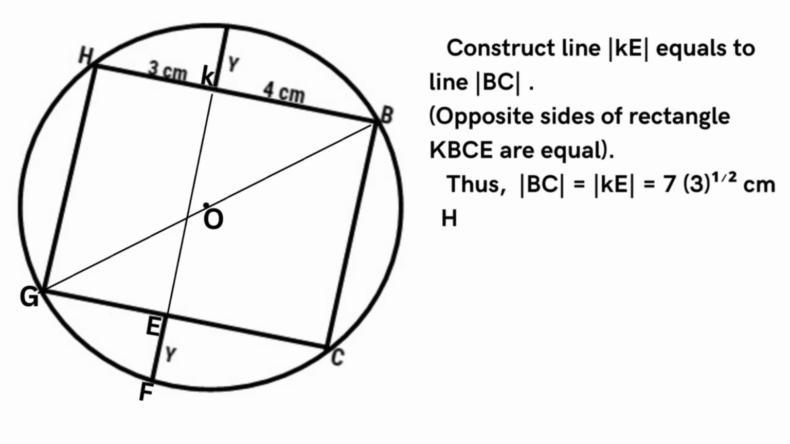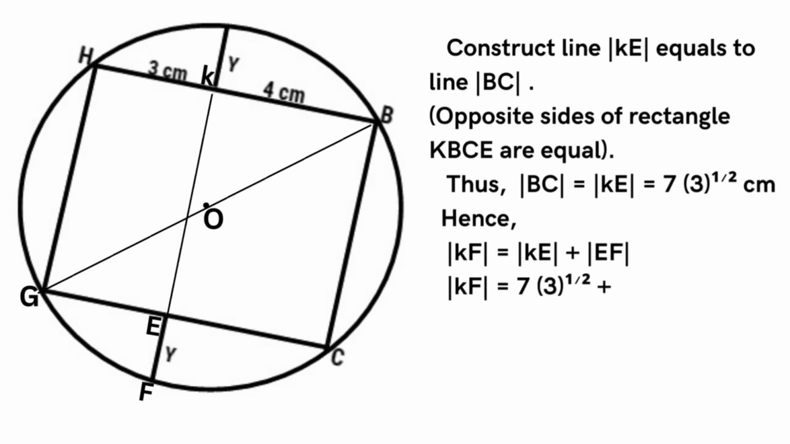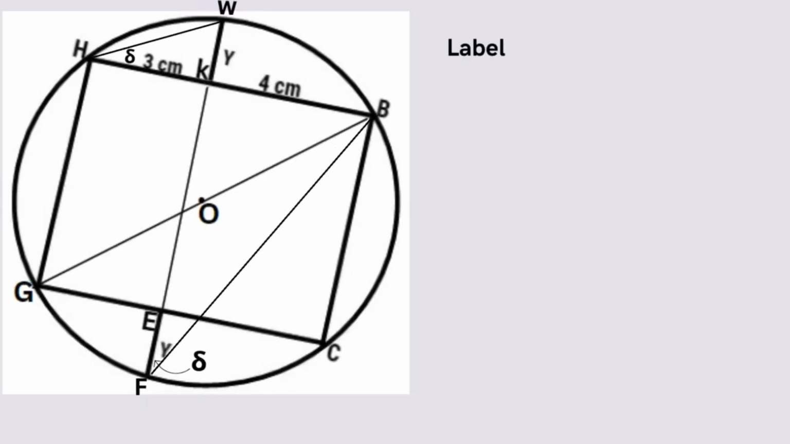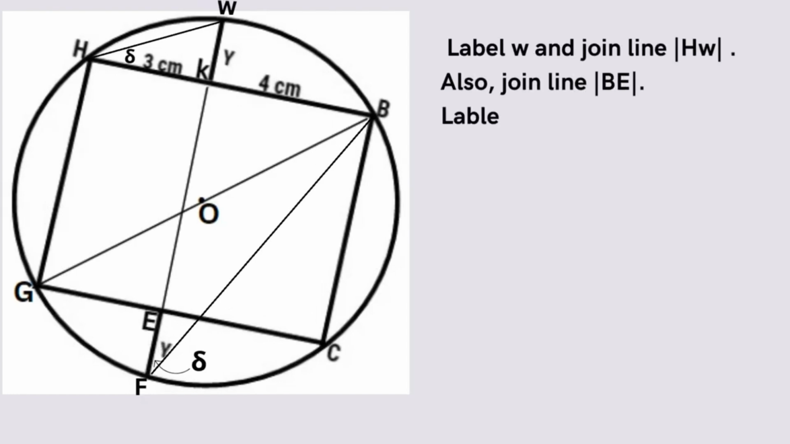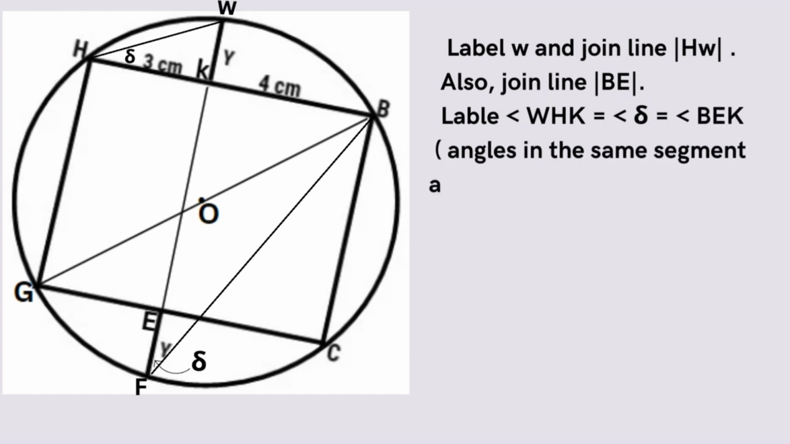Hence, substitute values and we have that KF equals the sum of the product of 7 and the square root of 3, and Y. Label W and join line HW. Also, join line BE. Label angle H, the center angle, equals angle delta, equals angle E, the center angle. The reason is that angles in the same segment are equal.